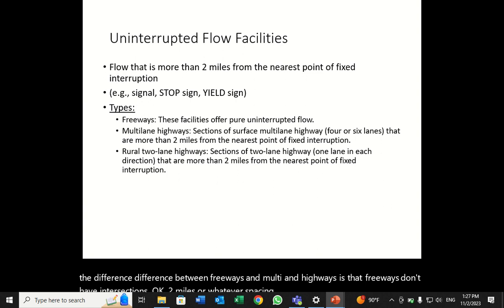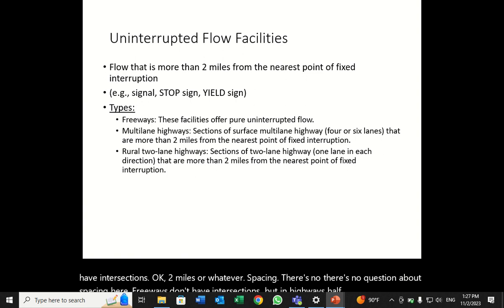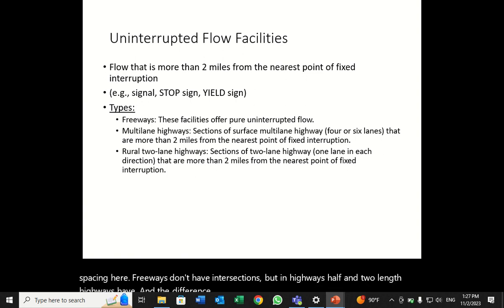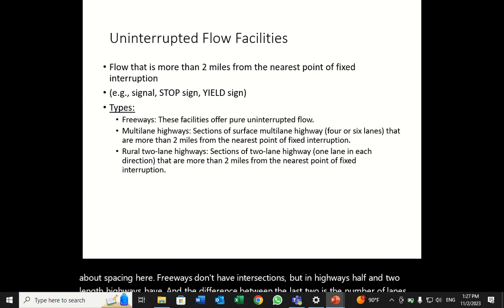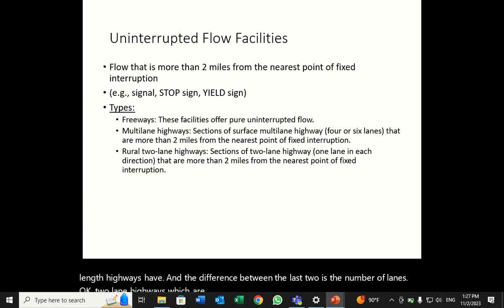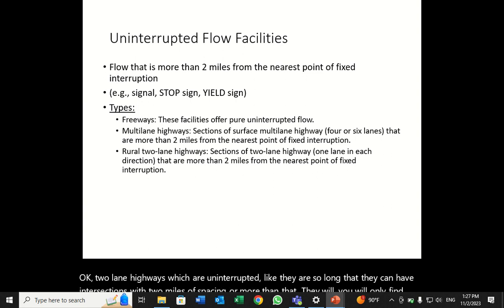There's no question about spacing here. Freeways don't have intersections. Multi-lane highways have, and two-lane highways have, and the difference between the last two is the number of lanes. Okay, two-lane highways which are uninterrupted are so long that they can have intersections with 2 miles of spacing or more than that.